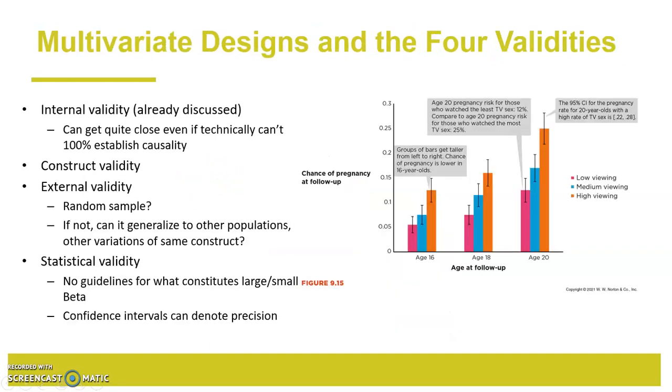Okay, just recapping the four validities when you're investigating multivariate designs. We already talked about internal validity. Again, you can get quite close, even if you can't technically 100% establish causality. Construct validity is going to be important to interrogate with these kinds of studies as well, or things like, exposure to sexual content on TV, was that properly measured? External validity, asking questions about random samples, and then statistical validity, that's things like confidence intervals and precision. Okay, that's the end of this one.